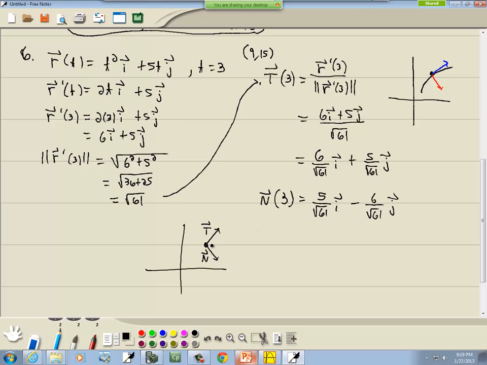Because this is going this way, so my x part has to be positive, and then it's going down, so it has to be negative. And they swap values. See how they swap values? So this is t at 3.